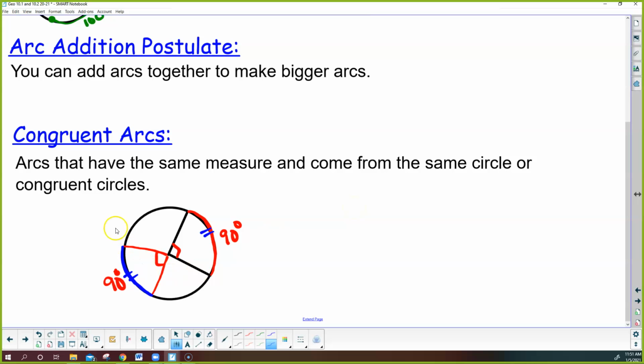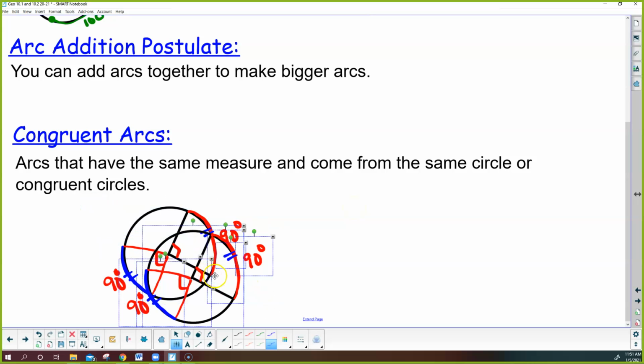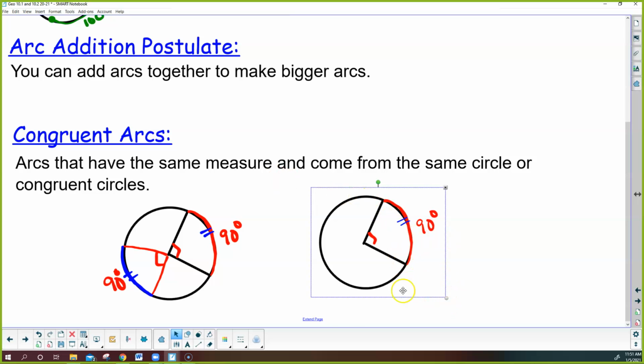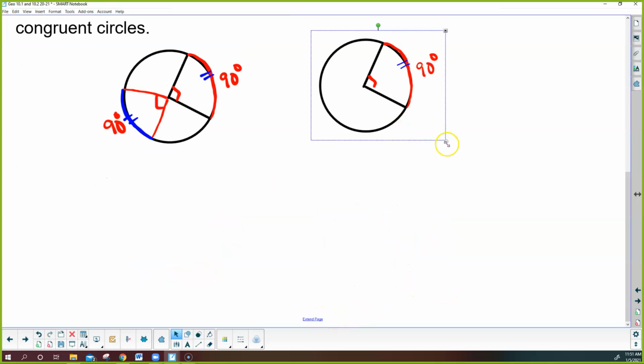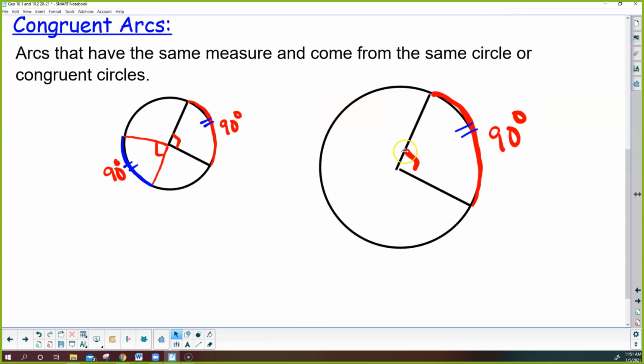But that's not necessarily true, because watch what happens here. What if I move this over here, and then I get rid of this part here? Now, are these two arcs still congruent if I make this one a little bigger? All right, well, let's look at it. They have the same measure. This is still 90 degrees.